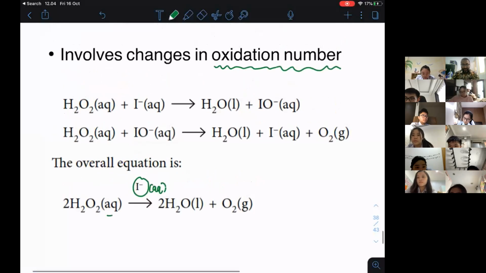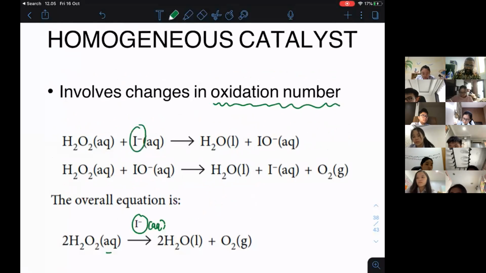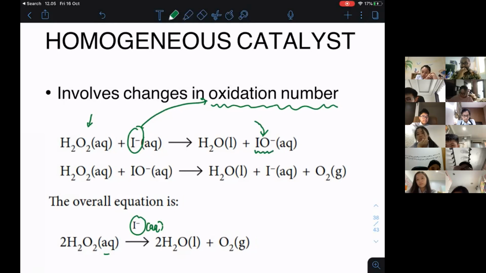The principle behind it is that it involves changes in oxidation number. Let's see what changes are going to happen. When H2O2 reacts with I minus, an oxygen from the H2O2 goes out and forms a bond with I minus to form IO minus. This is going to be some sort of an intermediate that is being formed.